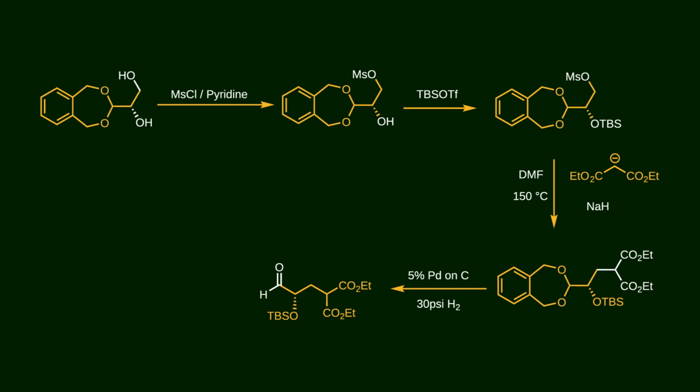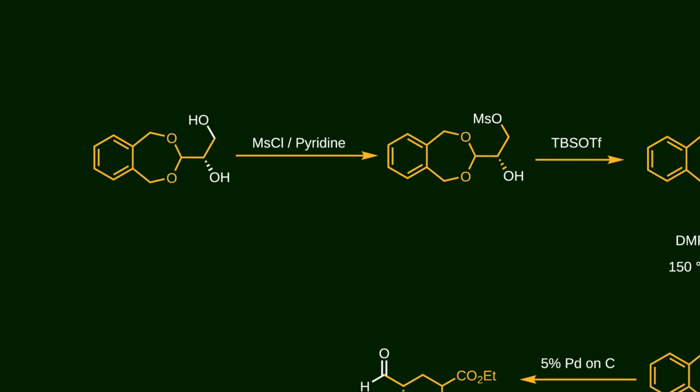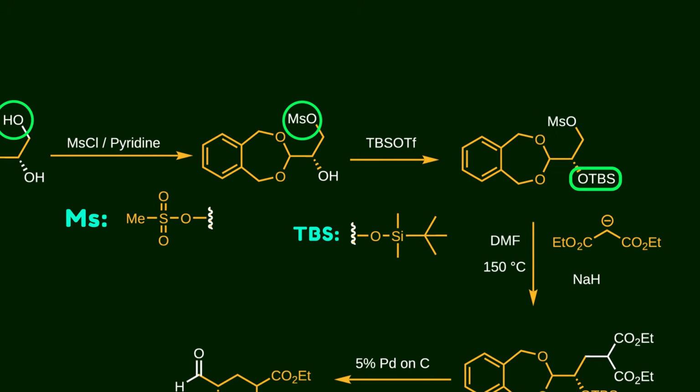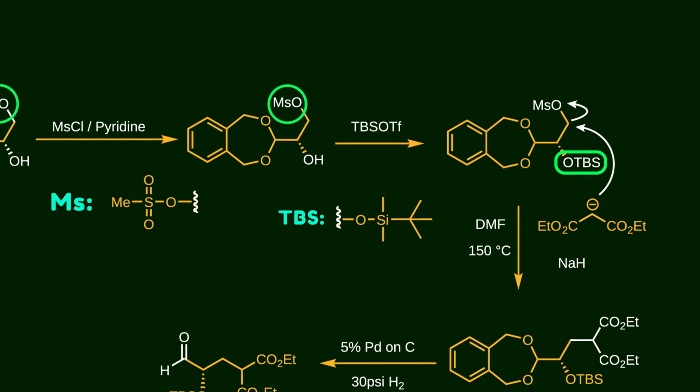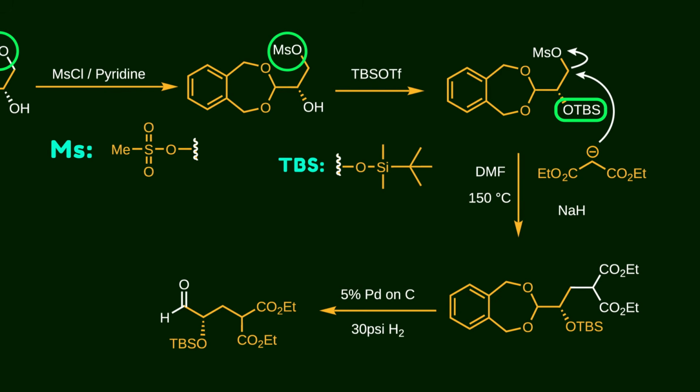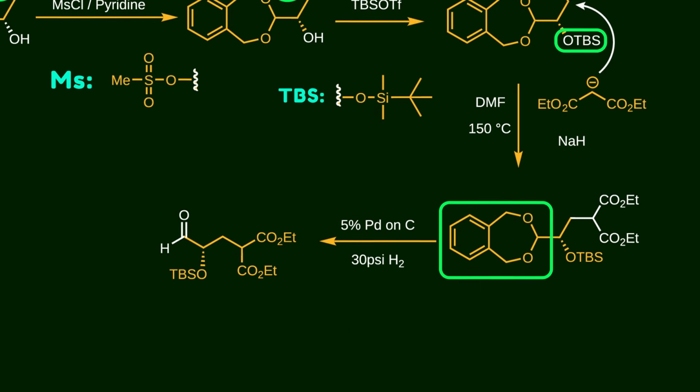The synthesis starts with this readily available diol. Then it undergoes a one-pot double protection by selective methylation of the primary alcohol, followed by silylation of the secondary alcohol. After that, the sodium anion of diethyl malonate attacks the methylate via an SN2 type reaction. Then the diester acetal is unmasked by catalytic reduction to furnish the aldehyde.